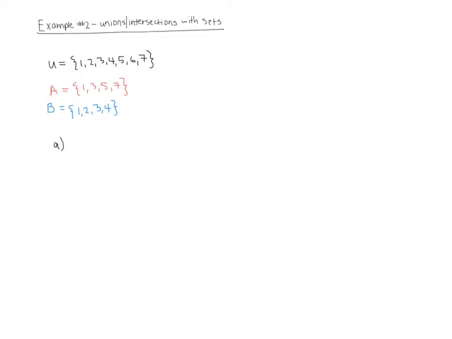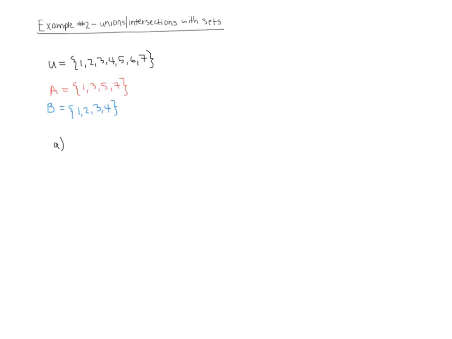So now, after we know our universal set, I'm going to set up subset A. So A, what does it mean to be a subset? It's part of the universal set. In this example, A is the subset of odd numbers from my universal set. So 1, 3, 5, and 7, those are the odd numbers that come out of my universal set.